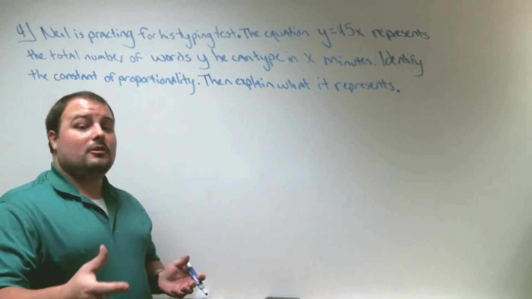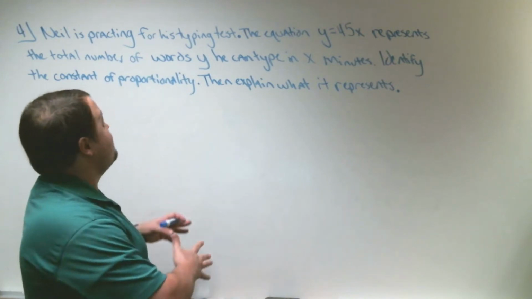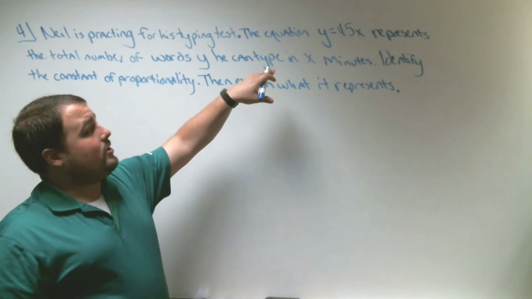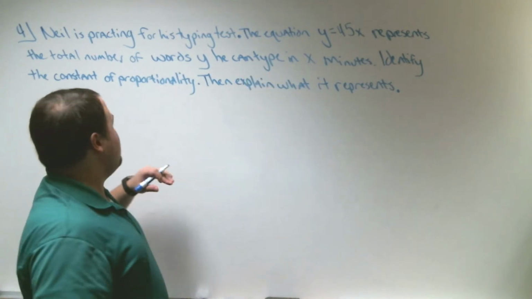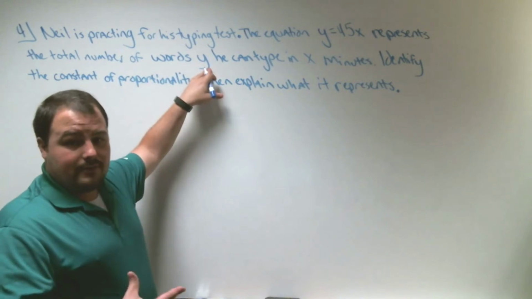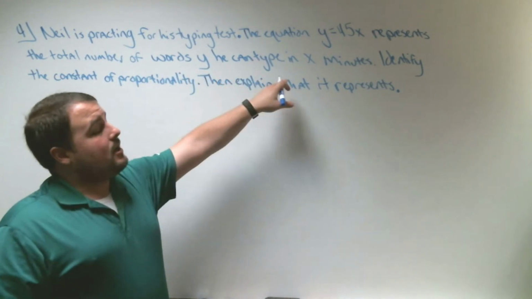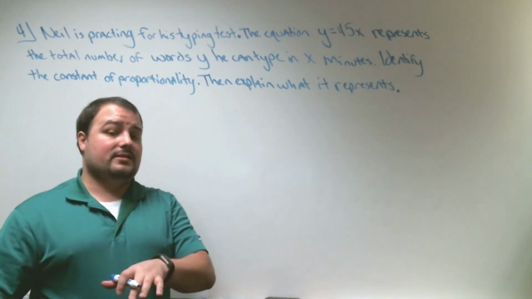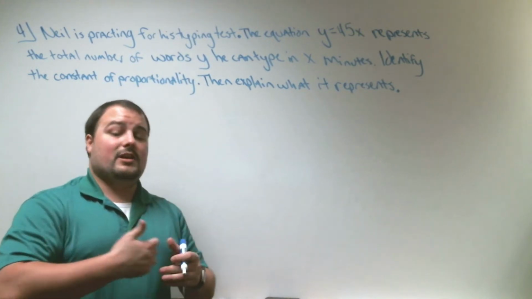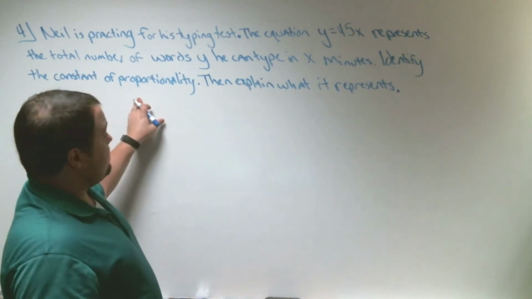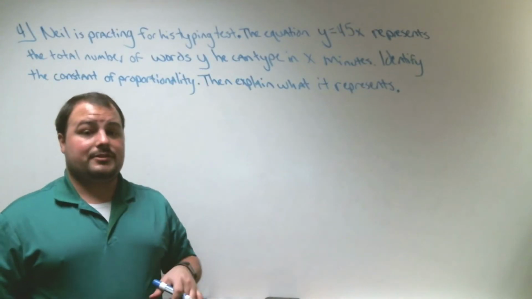For example 4, looking at another story problem, this one talks about typing. So it says Neil is practicing for his typing test. The equation y equals 45x represents the total number of words, y. So the y represents how many words he can type in x minutes. So the x represents how many minutes have passed. So we can plug in how many minutes and figure out how many words he typed. Identify the constant of proportionality, then explain what it represents.